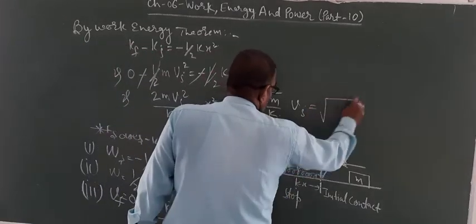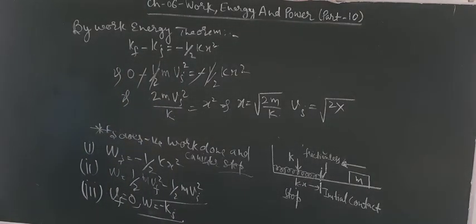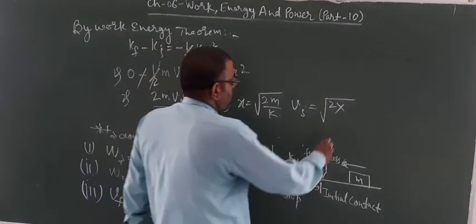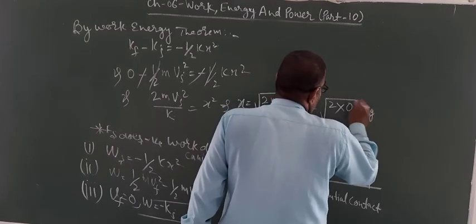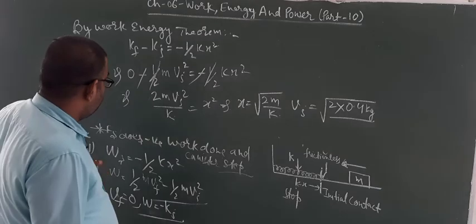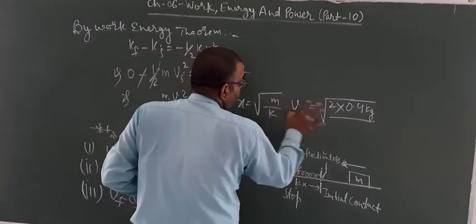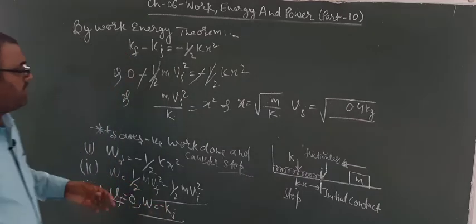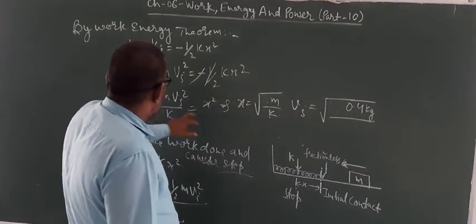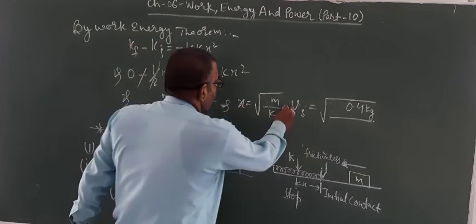All things you are knowing. The mass is given as 0.4 kg and k is 750 Newton per meter. Look here, one thing we are missing: half and half cancel out, so there is no scope of 2. Sorry students, this mistake I had made. So x is equal to vi into the square root of m upon k.